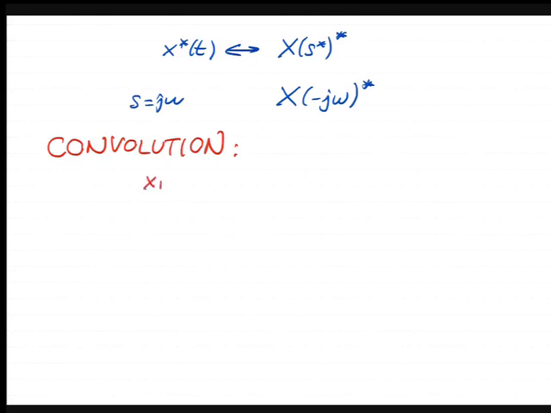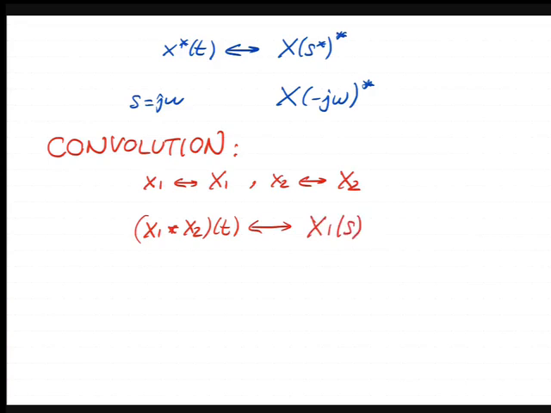So if I give you x1 that has Laplace transform big X1 and another signal x2, what is the property? Convolution in time domain gives me multiplication, X1 of s, X2 of s. Okay, very useful property. It deserves the red color.